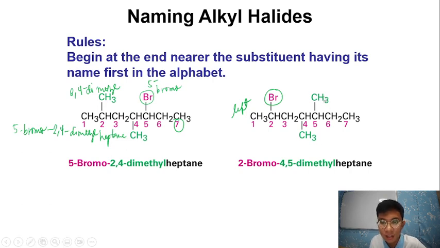So nagkaroon lang ng exchange, 'di ba basically ito yung 2 and 5, nagpalit lang yung bromine and methyl. Okay? So be careful ha sa ganang naming natin. Oh, 'di ba kanina pala may cases na yung substituent will occur to the same number, if either you go from left to right or right to left. So ano yung gagamitin nyo?